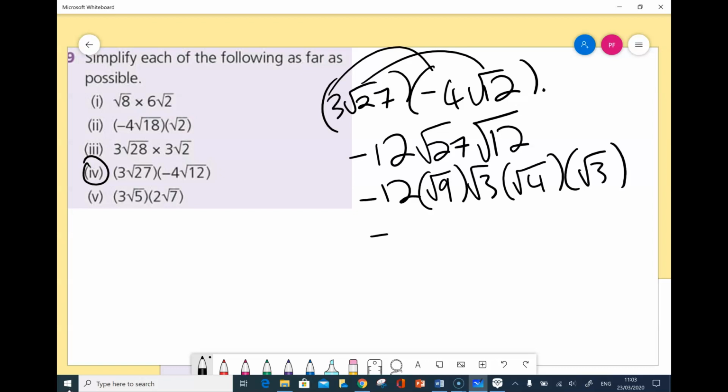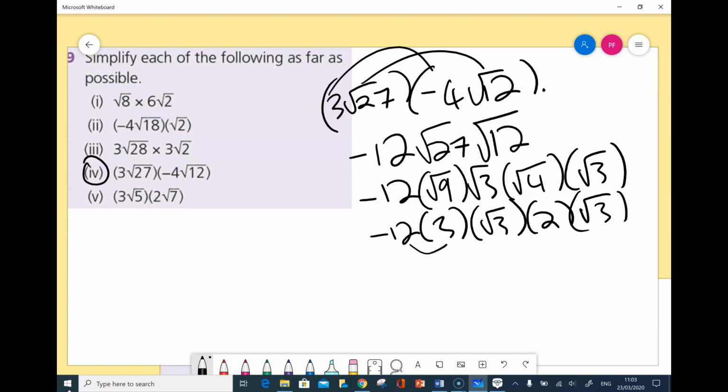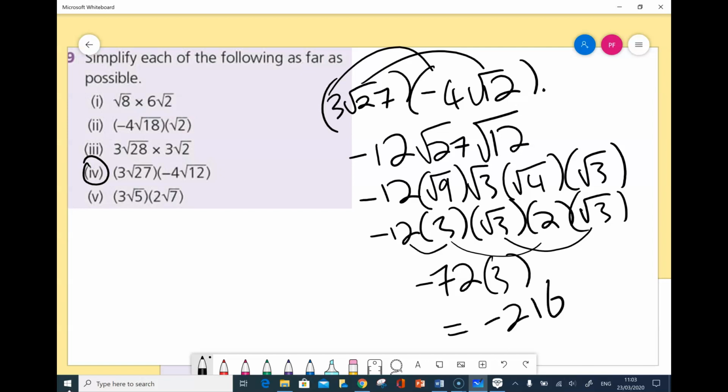So then I've got minus 12, the square root of 9 is 3, then I've got multiplied by root 3, the square root of 4 is 2, and then multiplied by root 3 again. Okay, so why don't I multiply my numbers by my numbers? Minus 12 times 3 is minus 36. Multiplied by 2 is minus 72. And then root 3 by root 3 is root 9, which is just 3. So minus 72 by 3 is minus 216.